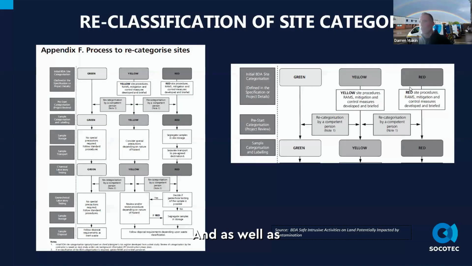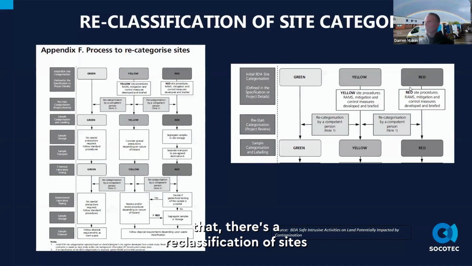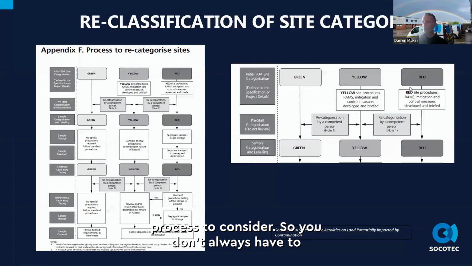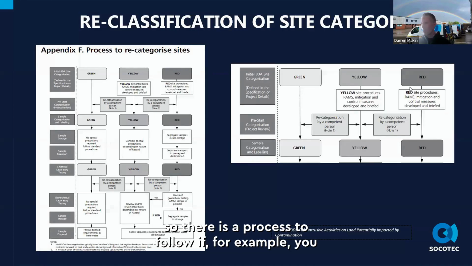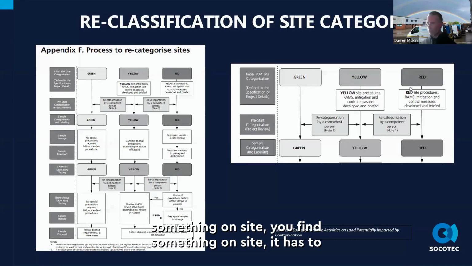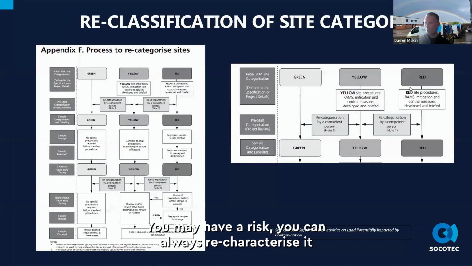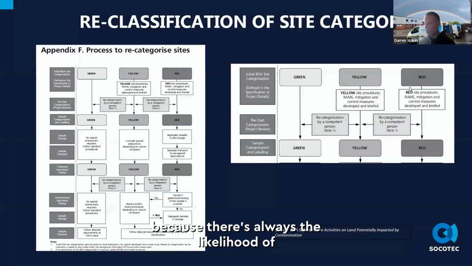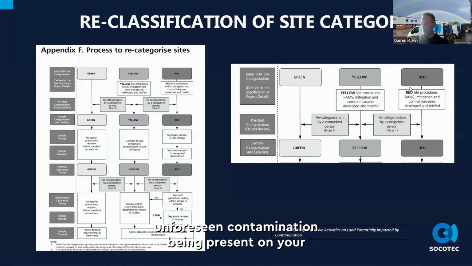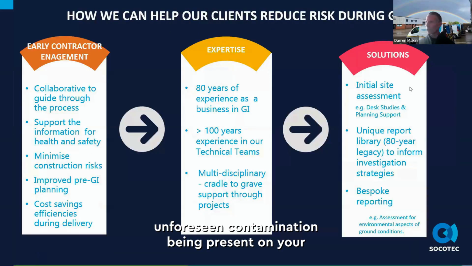As well as that, there's a reclassification of sites process to consider. So there is a process to follow. For example, if you find something on site, it has to be recharacterized. You may have a risk. You can always recharacterize it because there's always the likelihood of unforeseen contamination being present on your ground.